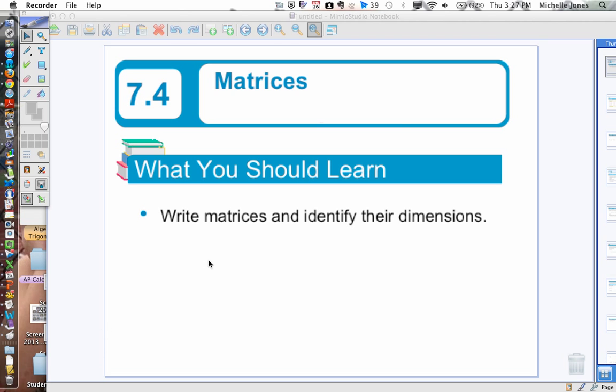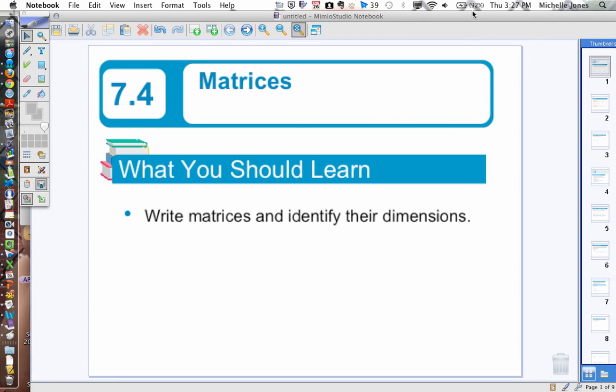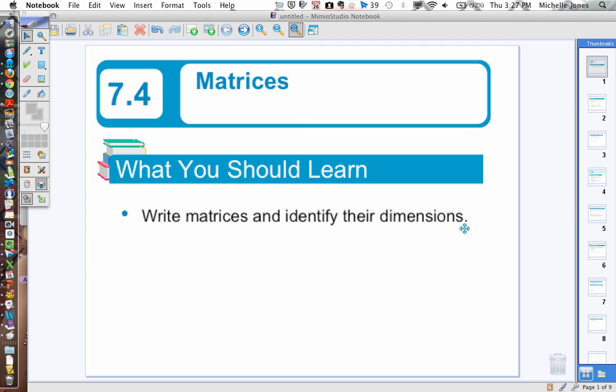All right, Intro to Calc and Statistics, let's go. Section 7.4, Matrices. So this section is really short. We're going to learn how to define matrices and how to work with them and their dimensions. So that's our objective: write matrices and identify their dimensions.